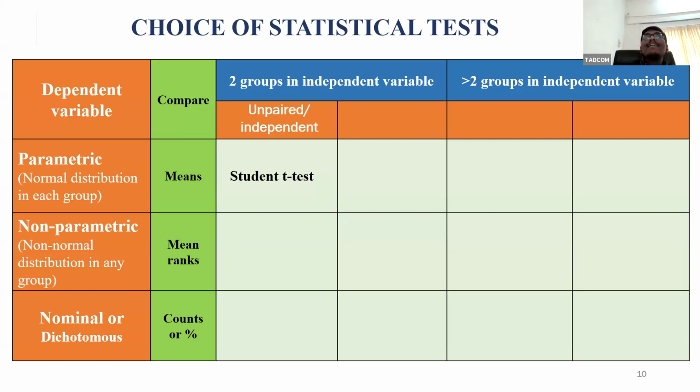So the exact counterpart of student t-test if our data is not normally distributed. All the other things are the same. The dependent variable is continuous, we have only two groups in the independent variable, it is unpaired only, but our outcome variable is not normally distributed. What is the counterpart of student t-test? We have something called the Mann-Whitney U test.